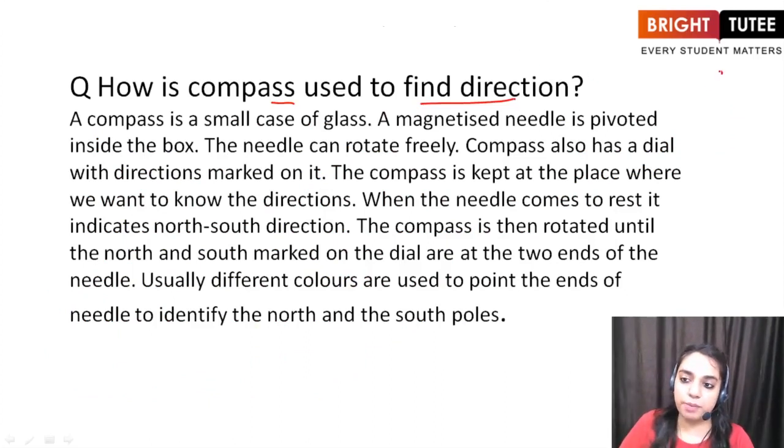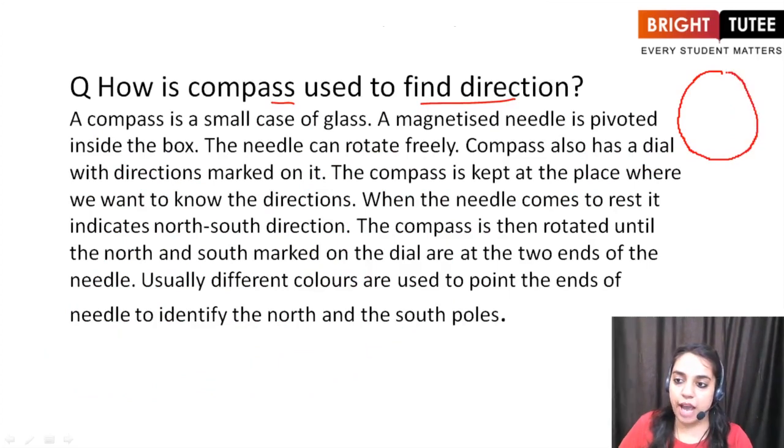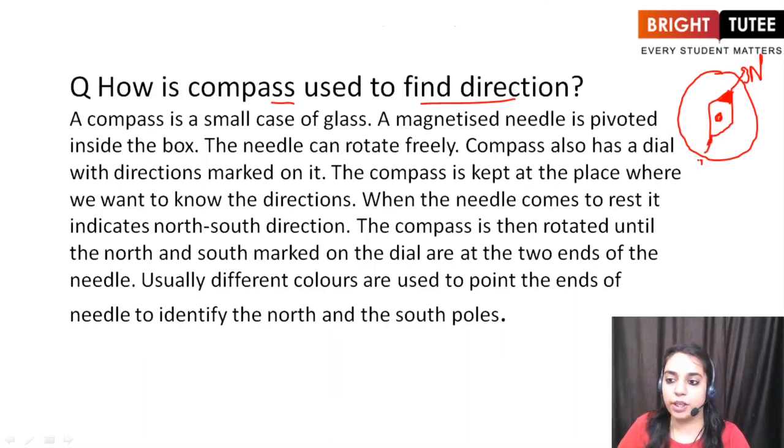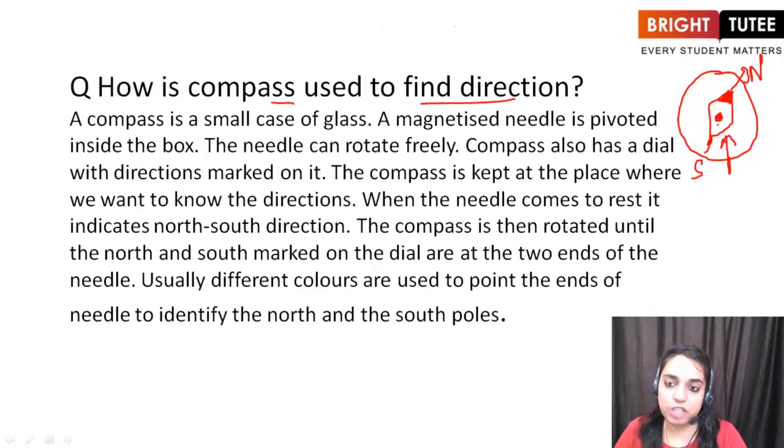So children, a compass is a structure like this, and it is enclosed in a glass structure, right? And it has a magnetic needle pivoted at the center of it, and one of its edges is marked with red color, and this will always point in the north direction, and its opposite side will point in the south direction, because it is a type of magnet, right? And this is free to rotate.